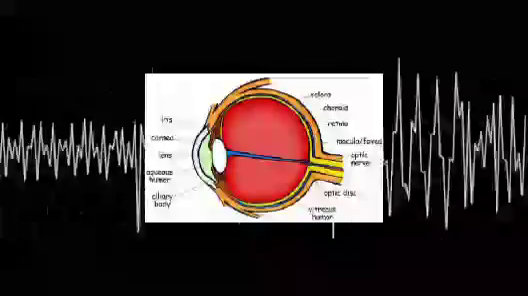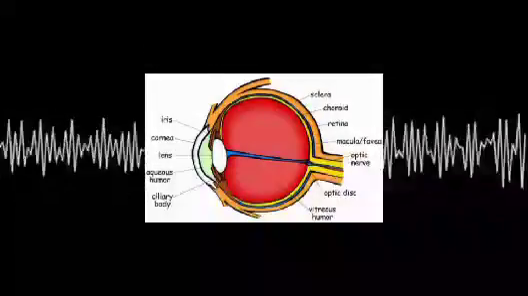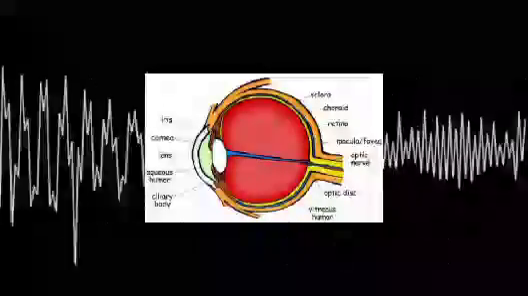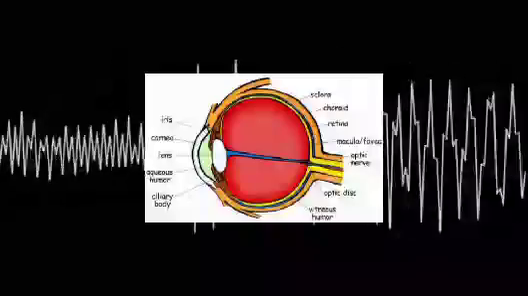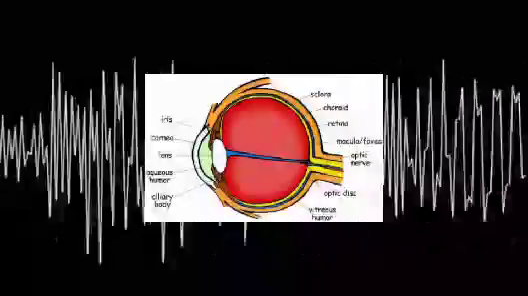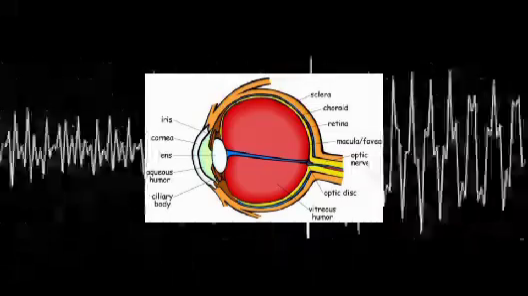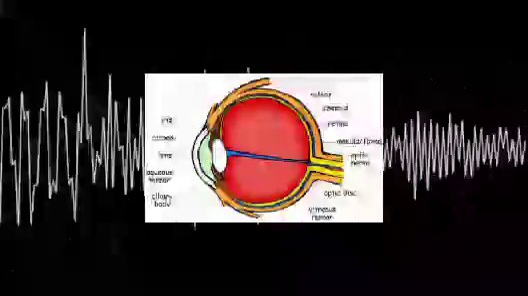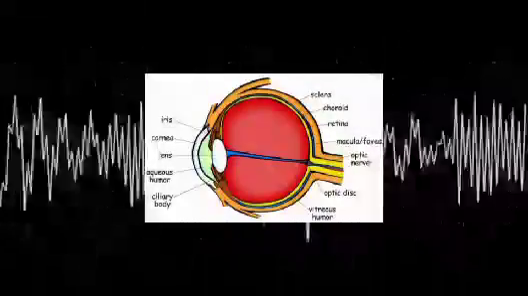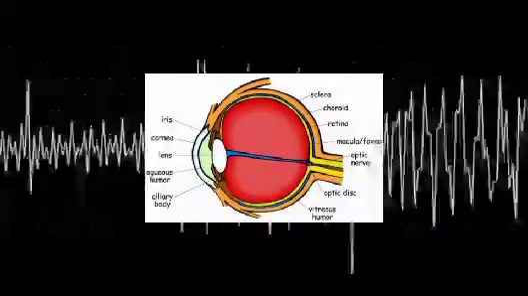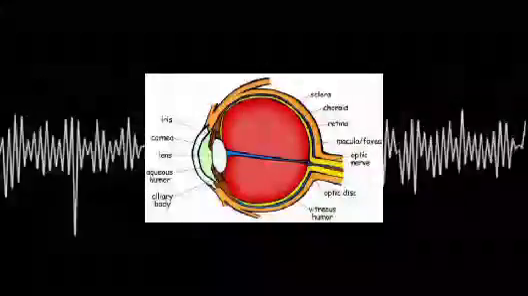Structure of the eye. The main parts of the human eye are cornea, iris, pupil, aqueous humor, lens, vitreous humor, retina, and optic nerve. Light enters the eye by passing through the transparent cornea and aqueous humor. The iris controls the size of the pupil, which is the opening that allows the light to enter the lens.